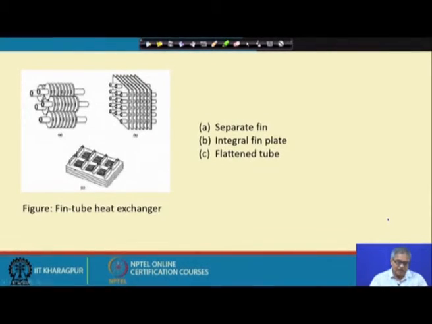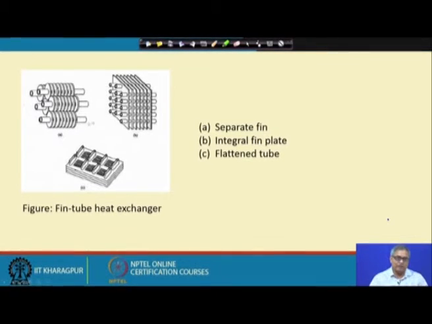Surface modification, in the sense that maybe there are some holes or serrations or louvers. This will give some sort of agitation or good mixing of the gas stream which is passing over these fins. So many things we have done.